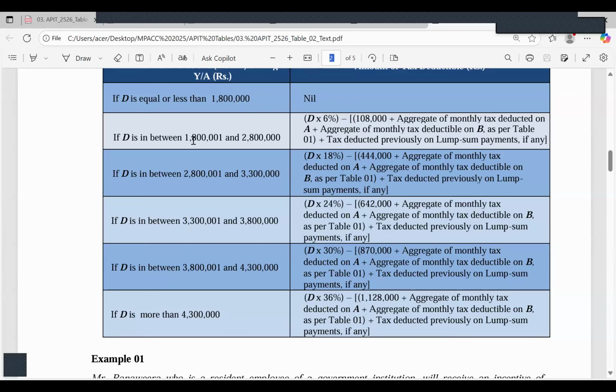So using that values, we can deduct APIT. So 1.8 million to 2.8 million, 6%. So if we are within this range, we can multiply it by 6%. Then we can deduct 108. So what is the meaning of 108? Why do we deduct 108?